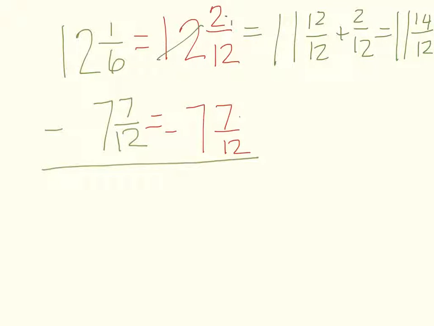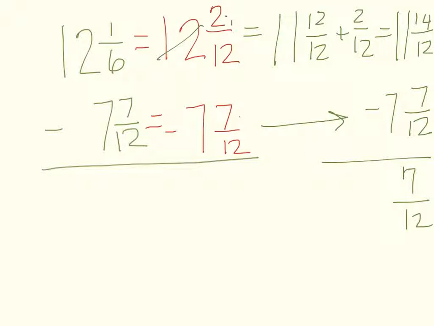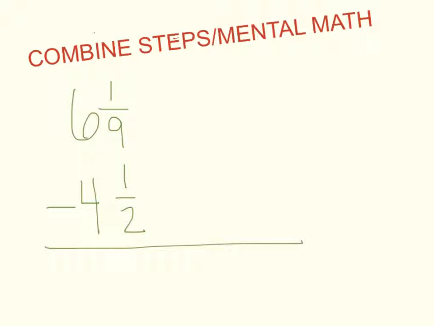Okay? Then bring over this minus 7 and 7 twelfths. And I get 14 minus 7 is 7 twelfths. And then 11 minus 7 is 4. And that's in simplest form. All right? So now what you're going to do on your own. Actually, I'm sorry, no, you're not. I'm going to show you a shortcut.